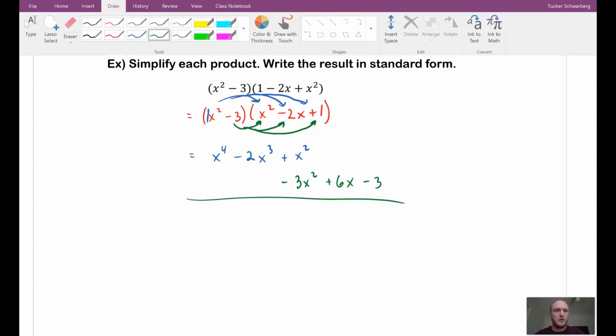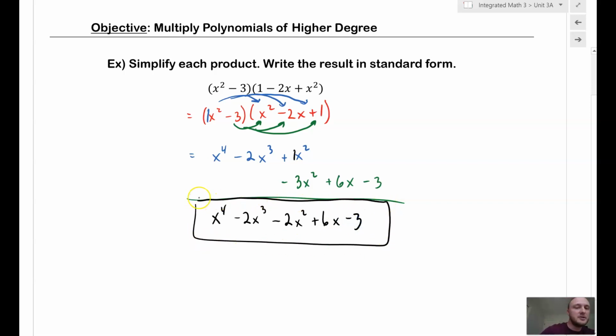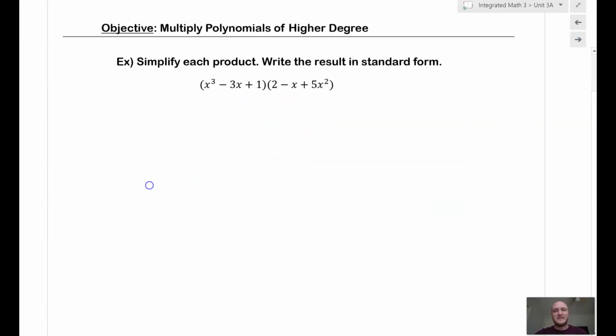Okay, so our final answer: x to the 4th minus 2x cubed, 1x squared combined with negative 3 is negative 2x squared, plus 6x minus 3. And there you have it. That is your answer. Notice it is in standard form, so you want all your answers to be in standard form, just like the instructions say to.